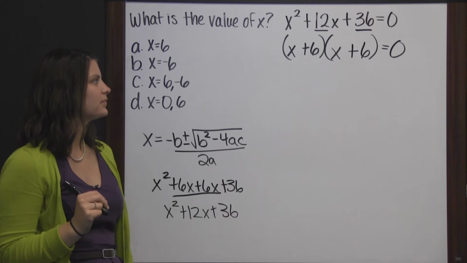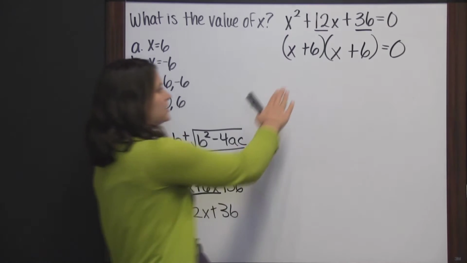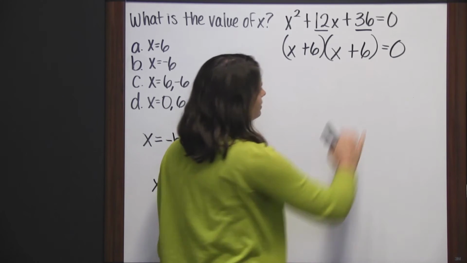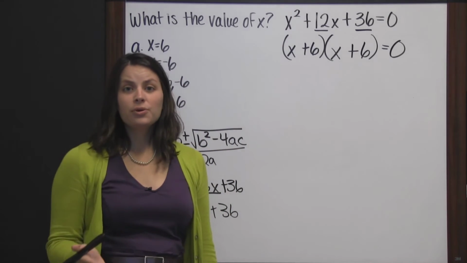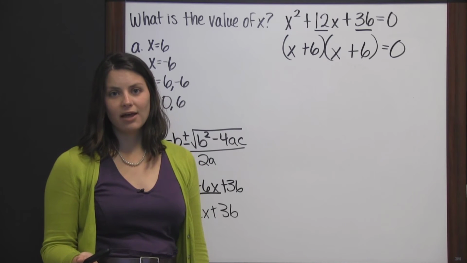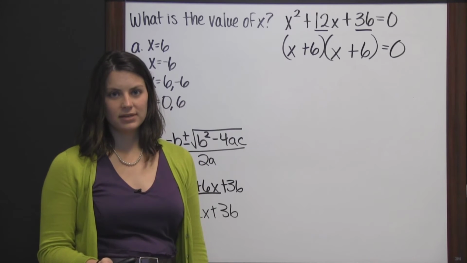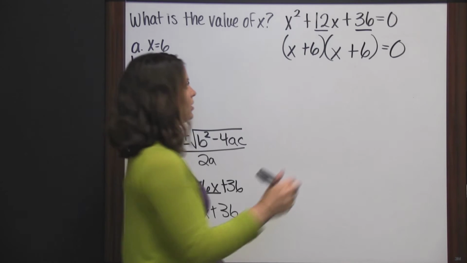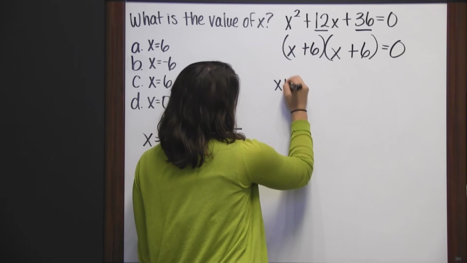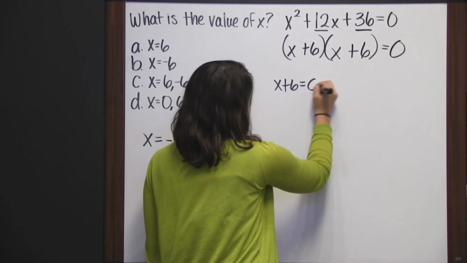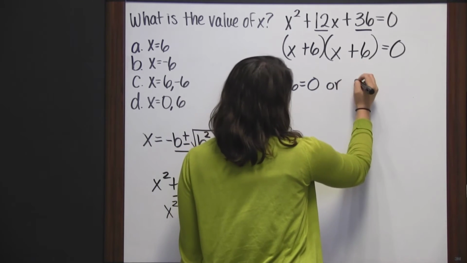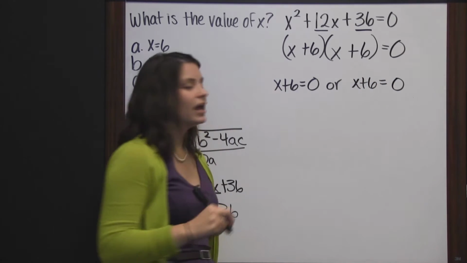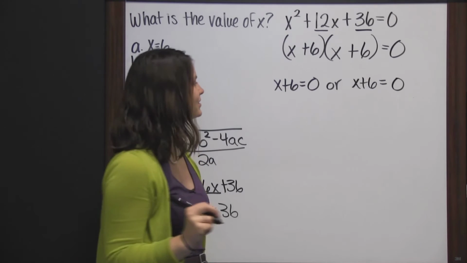So now what we have is that some number times another number is 0. The only way you can multiply numbers together and get 0 is if at least one of your numbers is 0. That means that either this number, x plus 6, has to be 0, or this number, x plus 6, has to be 0. Now we just need to solve our equations.